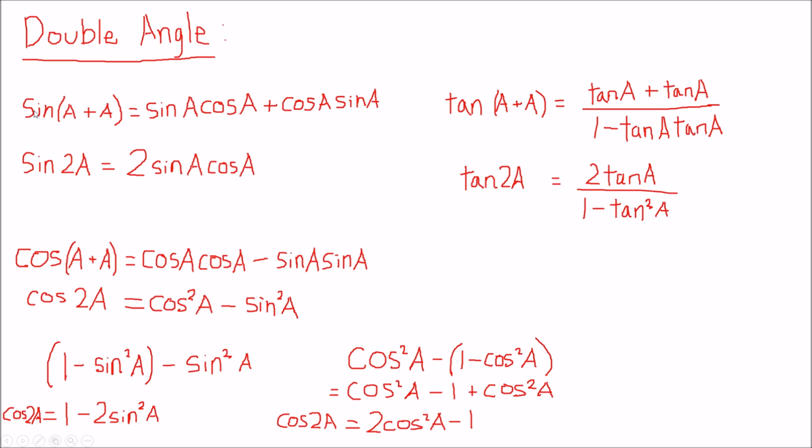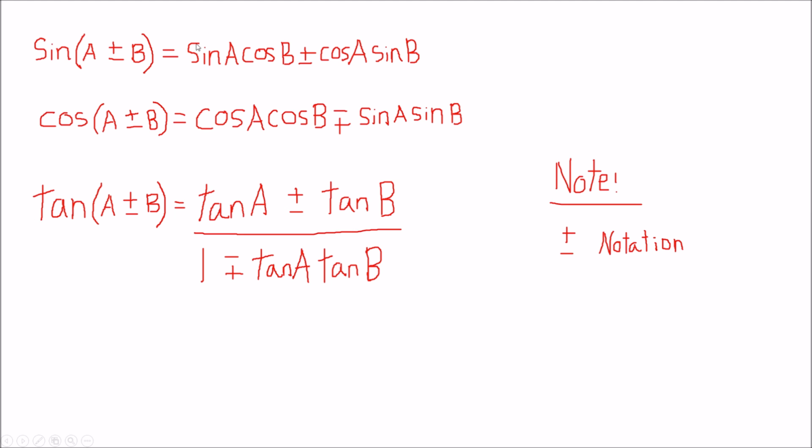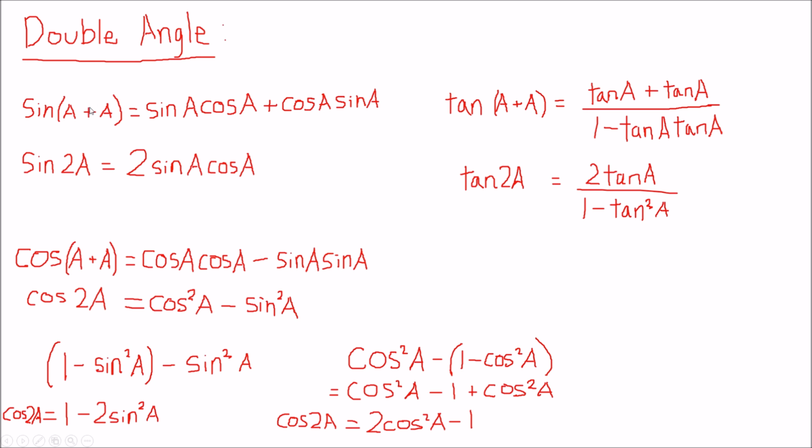If we just concentrate on the first one here, we have sine of A plus A. If we put A in all of them, you'd have sine A cos A plus, because sine has the same sign, plus cos A sine A. So you have sine A cos A here, and sine A cos A here. If you add them together, you get 2 sine A cos A.